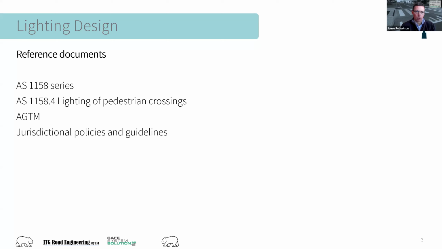There are some jurisdictions that consider it an overly onerous requirement and generally do not provide supplementary lighting, depending on the road environment and the nature of the crossing. The Austroads Guide to Traffic Management does provide some guidance in the lighting space. It's high-level guidance rather than technical or detailed guidance. And as I say, always refer to your jurisdictional policies and guidelines for lighting requirements.